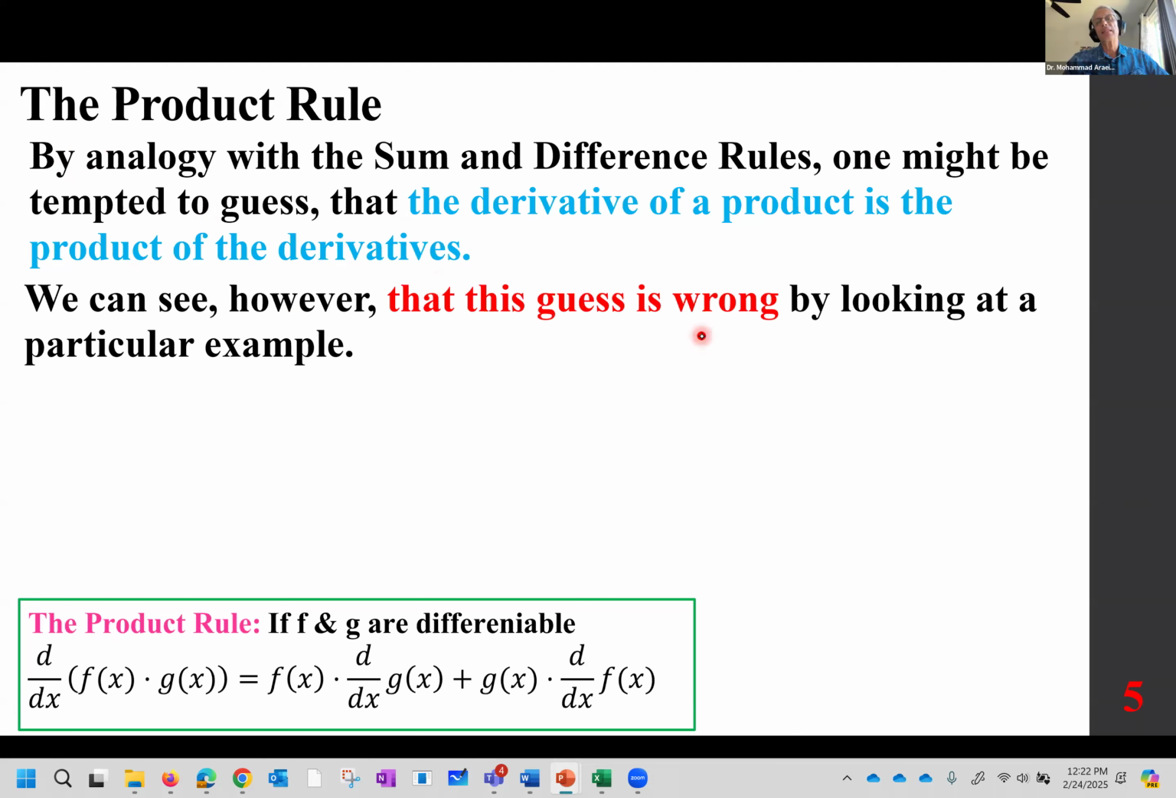We can see, however, that this guess is wrong by looking at a particular example. If you want to disprove something, class, all you have to do is give one example. But if you want to prove it, that's not the case.